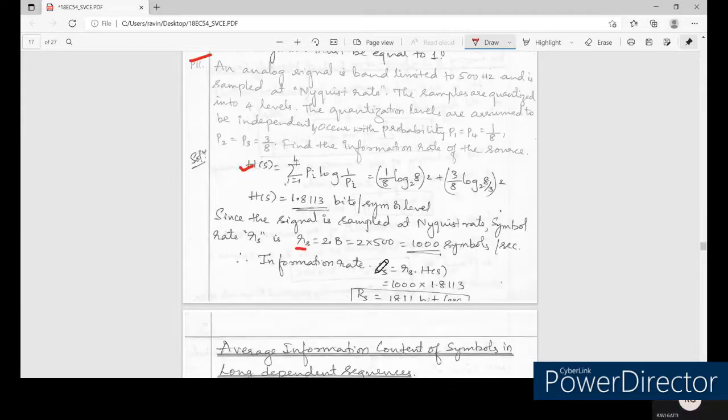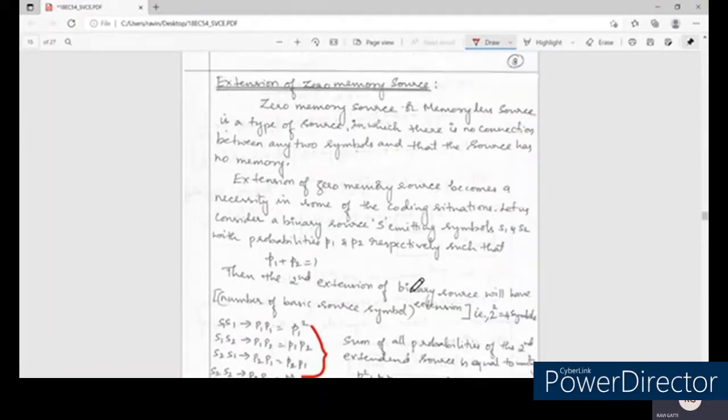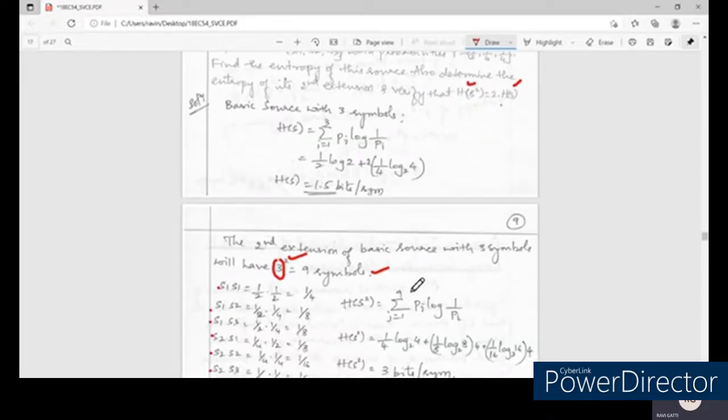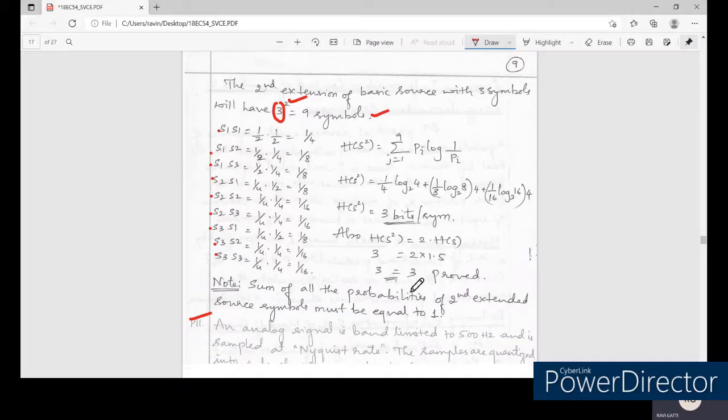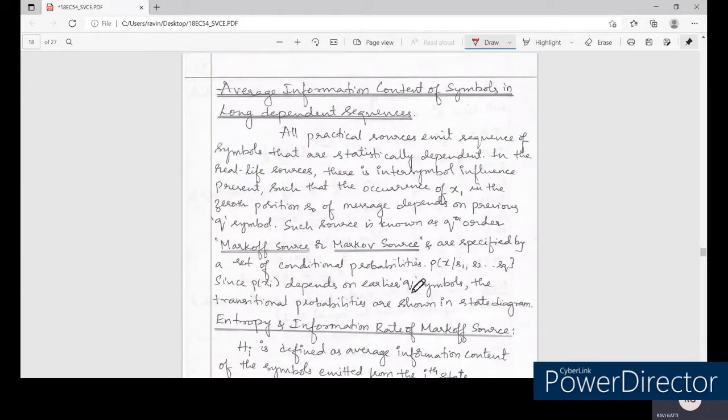Therefore, the information rate capital R S will be given as small r s into H of S. So you'll be getting 1000 into 1.8113. If you do that, you'll be getting the average rate of information as 1811.3 bits per second. So this is all about the extension of the zero memory source. We studied that this property holds good, and we have solved 2 problems. For more problems, you can go through the assignments which have been given. Now let us go for one more important concept that we are going to study.